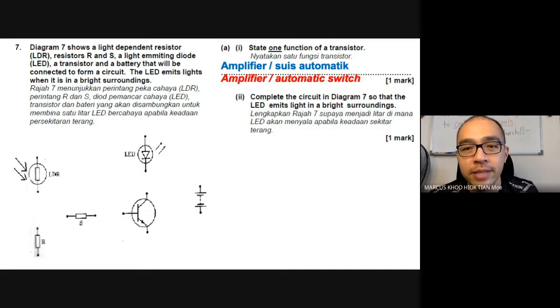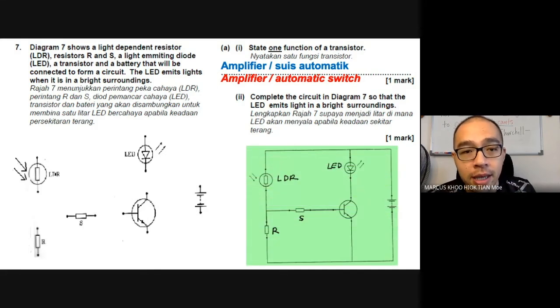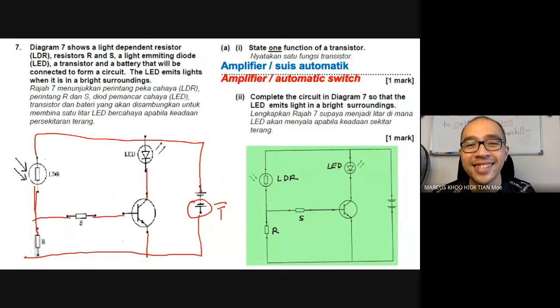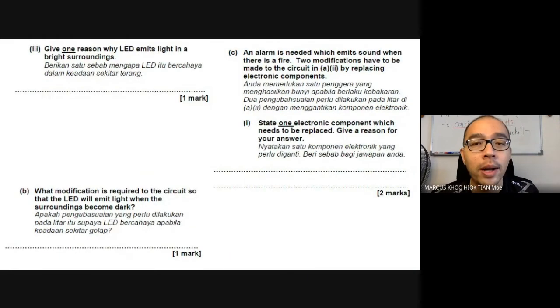Complete diagram 7 so that the LED emits light in bright surroundings. All you have to do is complete everything, except that I think this battery is wrong. It should actually be positive and negative over here. It's placed wrongly. So actually this is really nothing much. Just complete it. Let's play connect the dots. Done. Wow, it would be good if SPM questions were like this. Just connecting, that's all.